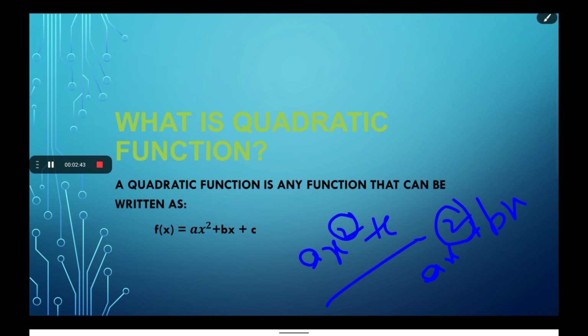What is the simplest? If both b and c are equal to 0 and a equal to 1, it means the function is x square, right? This is the simplest form of a quadratic function. This is also a quadratic function because the highest order degree is 2 here. I hope you understand this.